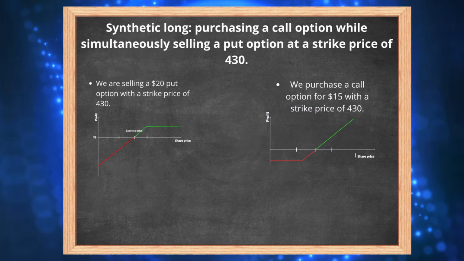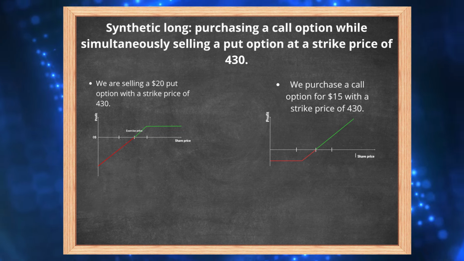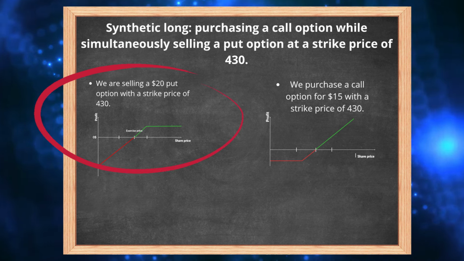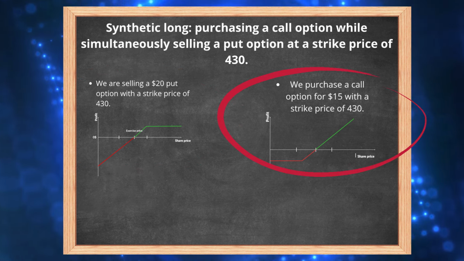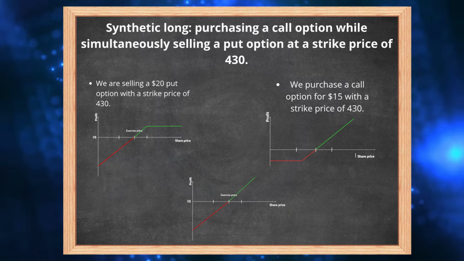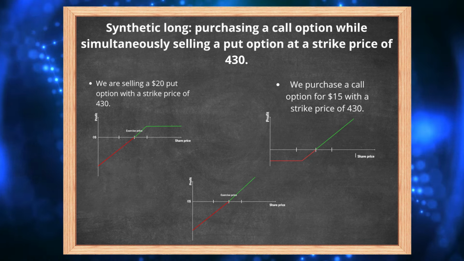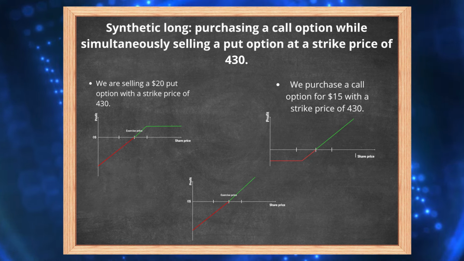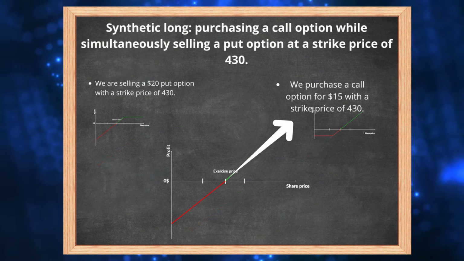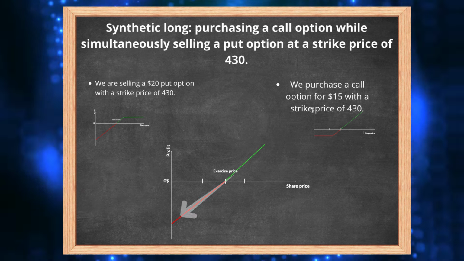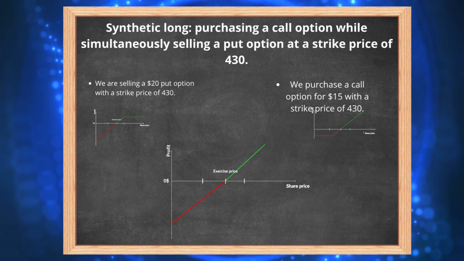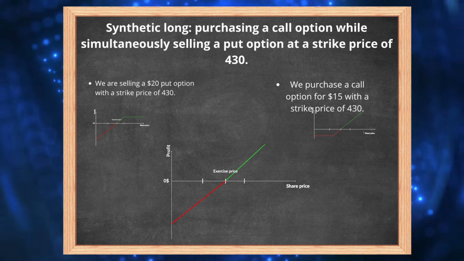And what happens if you sell a put and buy a call at the same strike price? Let's say you sell a put for $20 and you buy a call for $15, both at the same strike of $430. You collect a net credit of $5 and in return you hold a position with unlimited upside from the long call and unlimited downside from the short put.